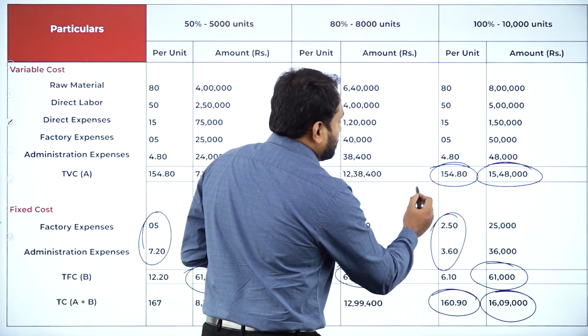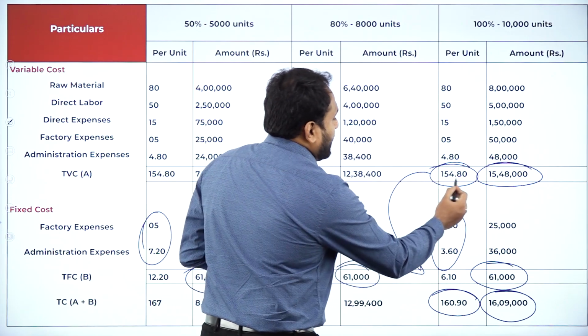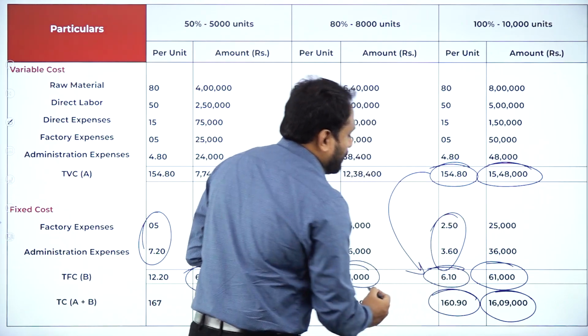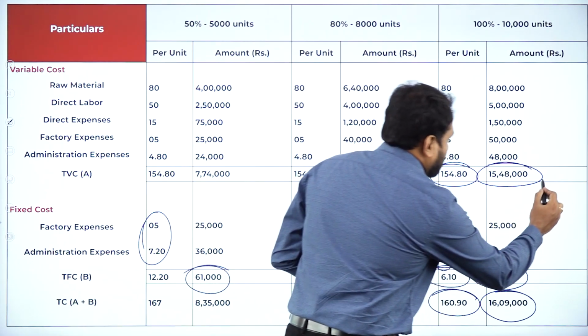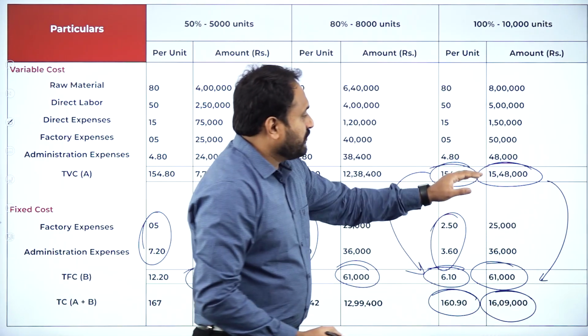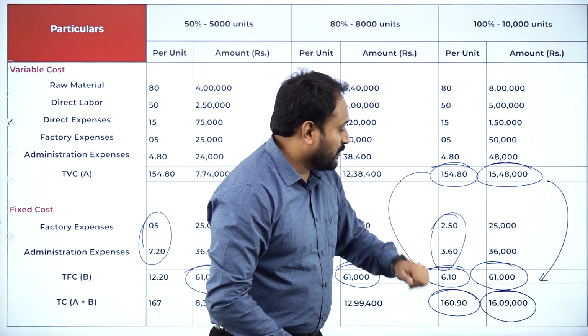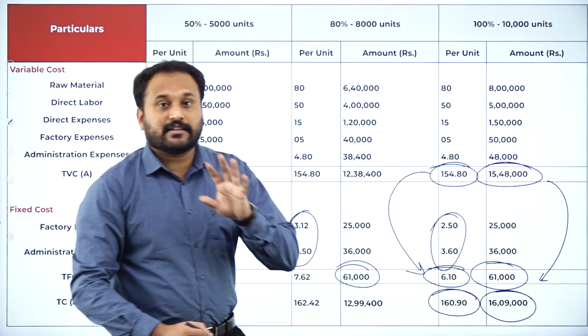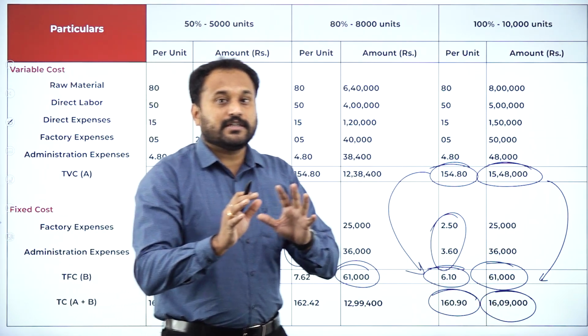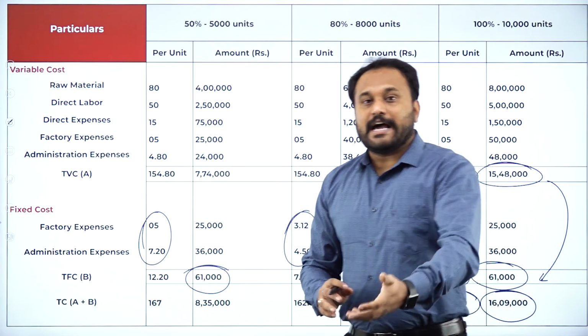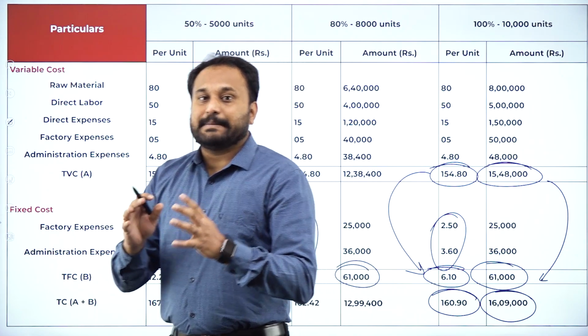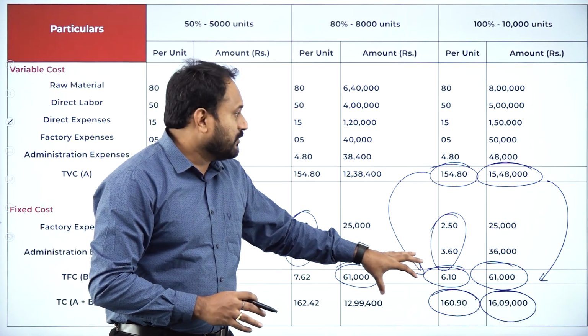So what exactly you are supposed to do is add 154.80 and 6.10, you'll get 160.90. And then here, if you add these 15,48,000 and 61,000, you will get 16,09,000 rupees. That is your total cost if you manufacture at 100% capacity. This is what the answer will look like.